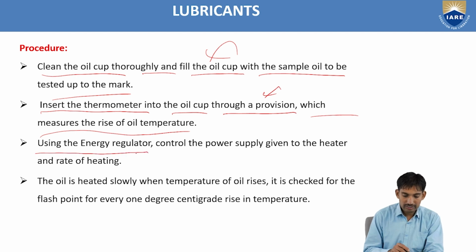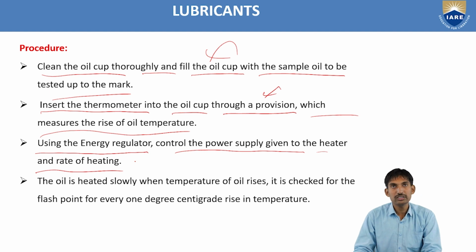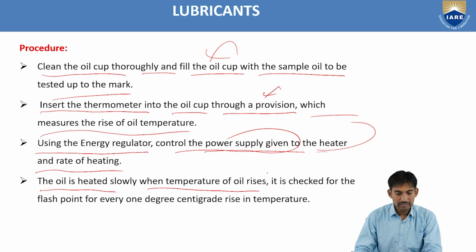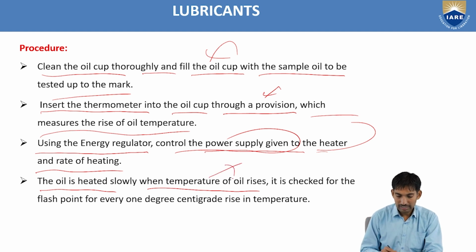Using the energy regulator, control the power supply given to the heater and the rate of heating. Using the energy regulator, we can control the power supply, and by that the heater and the rate of heating we can control. The oil is heated slowly when the temperature of the oil rises. By using these heaters, we are providing heat into this oil bath. The temperature of the oil will slowly rise.